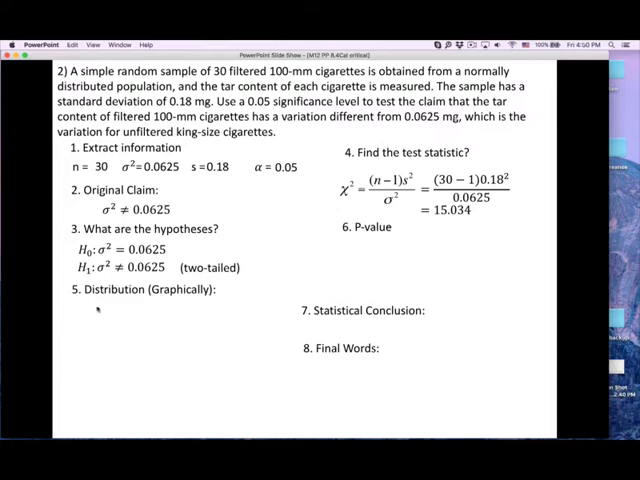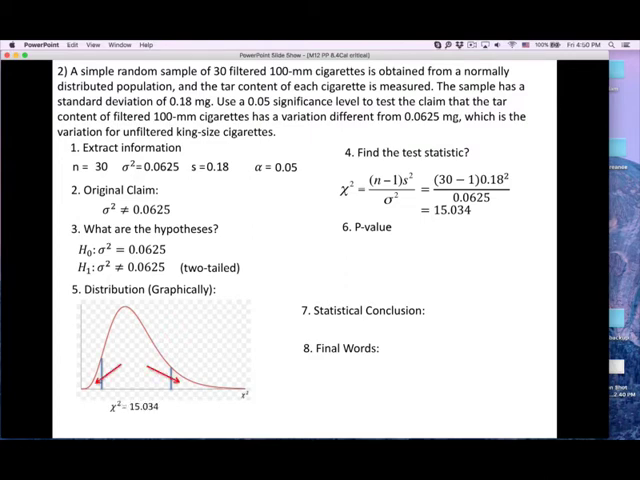Then sketch the distribution one more time. Chi-square is skewed to the right, and we are working on two tails. We don't know whether the test statistic, 15.034, will be close to the left tail or close to the right tail. So what we're going to do is find both of them.